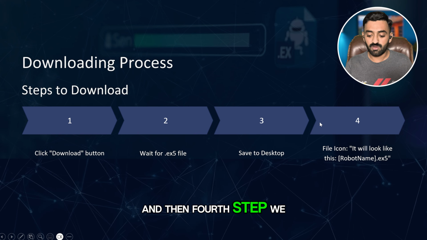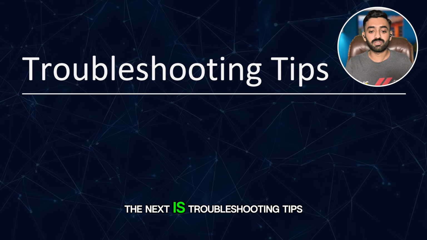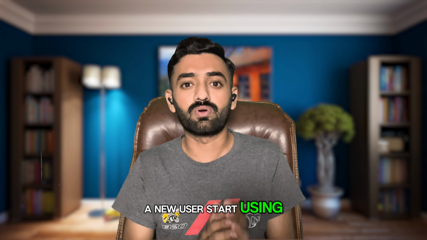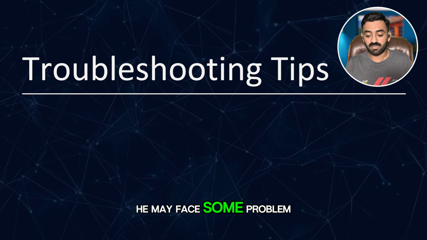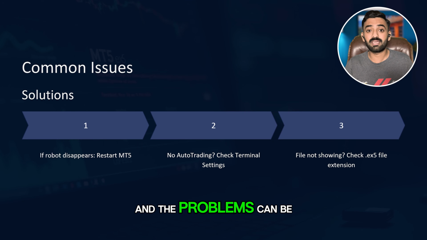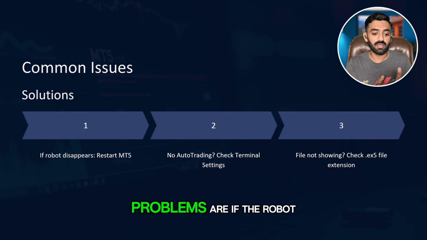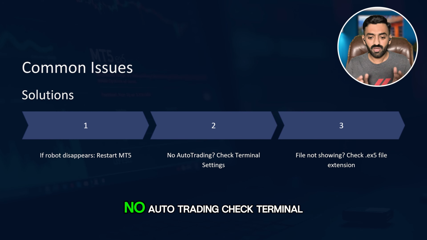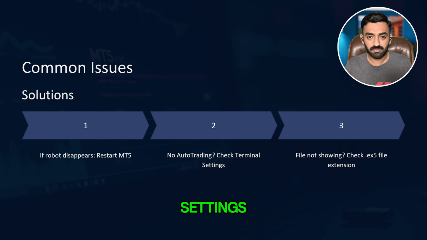And then the fourth step, we already discussed, is troubleshooting tips. Most of the time when a new user starts using bots, he may face some problems at some point. Some common problems are: if the robot disappears, restart the MT5. This is the first step. And the second one is no auto trading, check terminal settings. So let me show you this on my MT5 terminal.